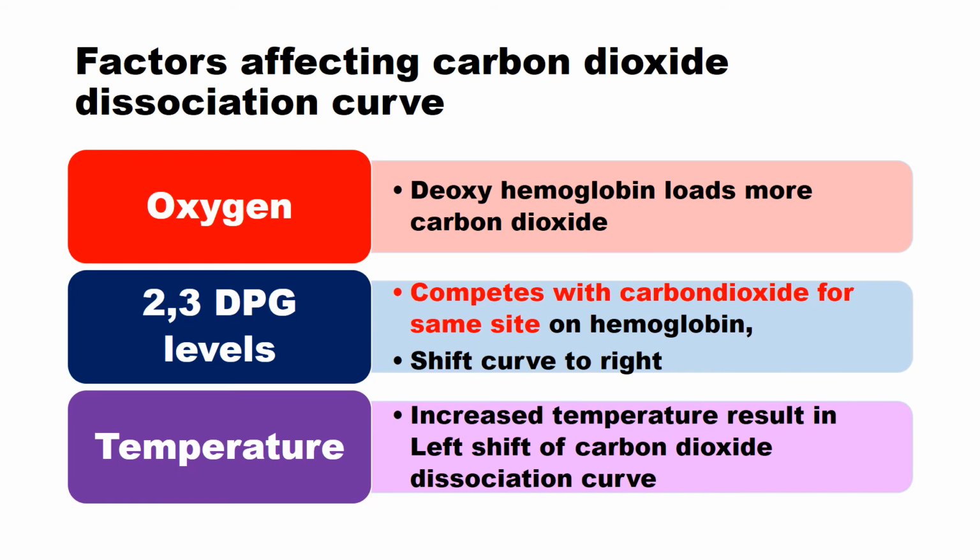Coming to 2,3-DPG, we know that 2,3-DPG competes with carbon dioxide for the same sites on hemoglobin. Therefore 2,3-DPG will shift the carbon dioxide dissociation curve to the right, meaning that carbon dioxide carrying capacity will be decreased. And the third effect is by temperature, and this causes the left shift of the carbon dioxide dissociation curve.